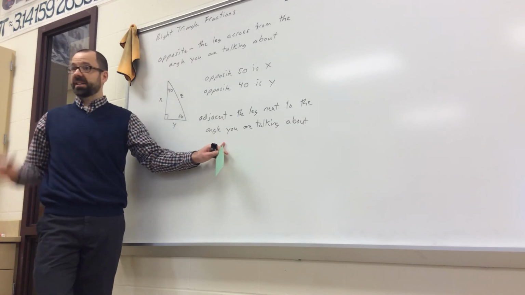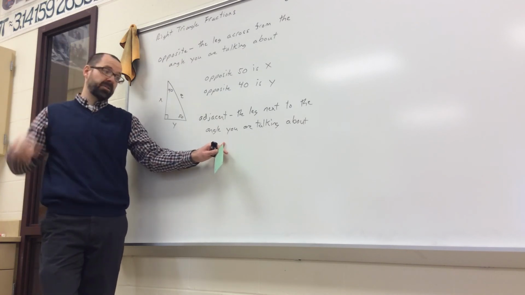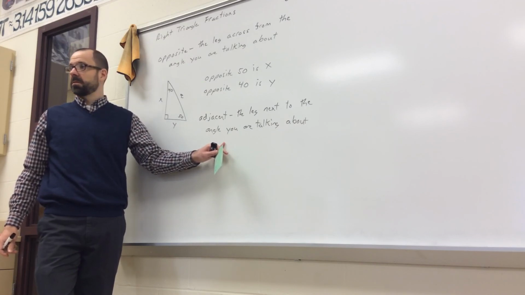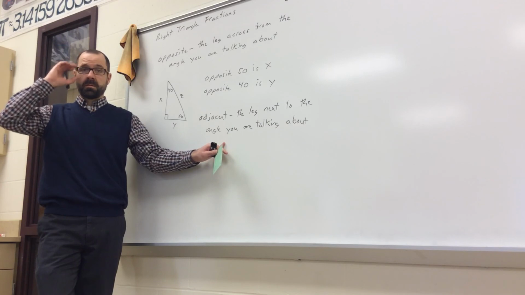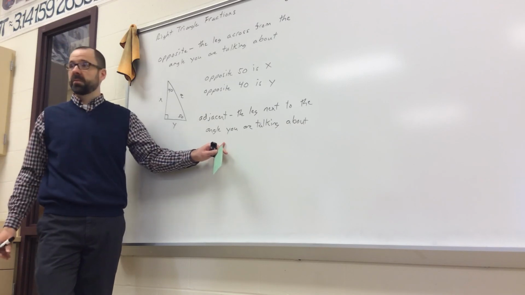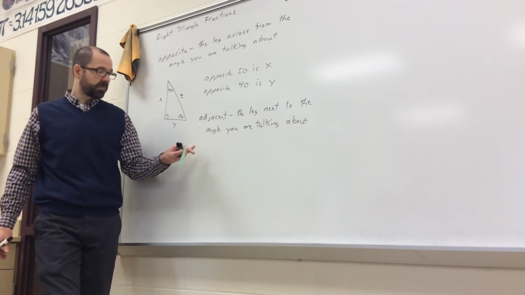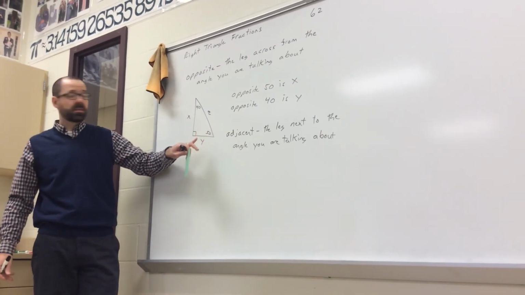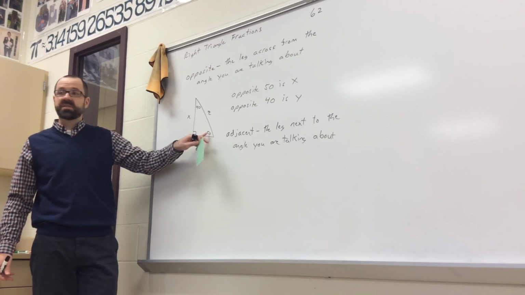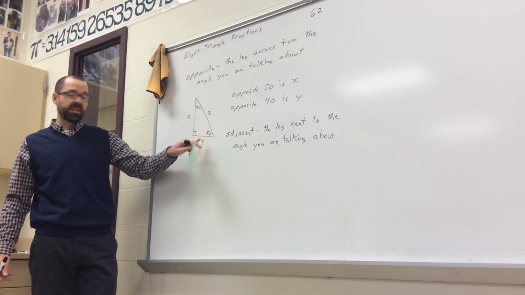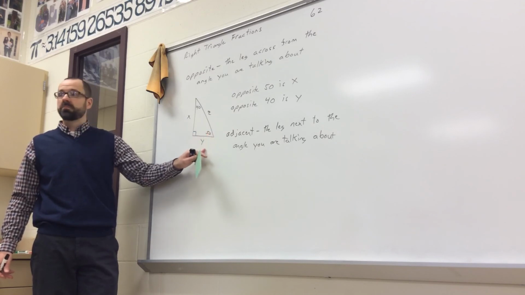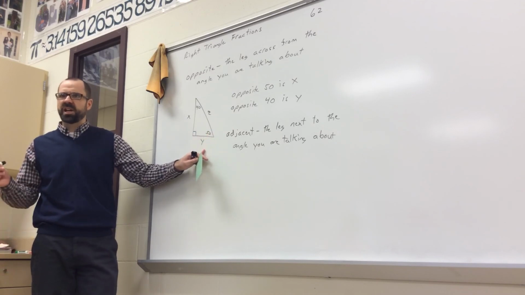Adjacent is the leg next to the angle you're talking about. All right, so let's refer to 50. Let's talk about 50. What is the side that's adjacent to 50? So we're looking for a side that's next to it.